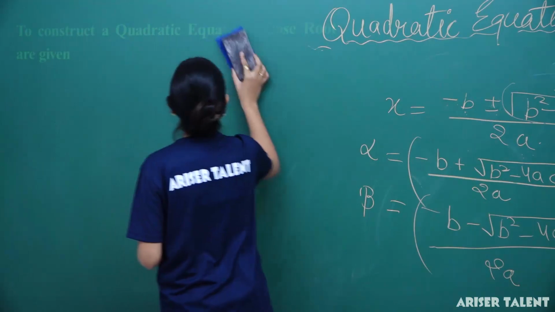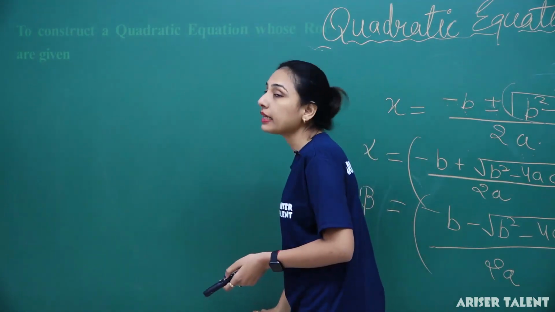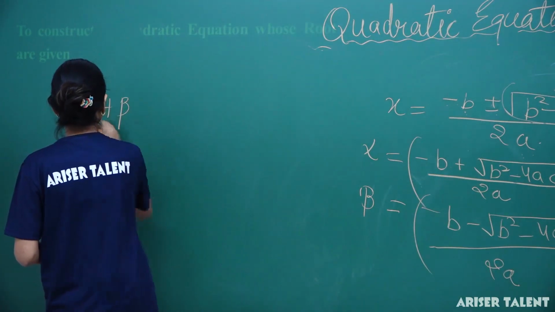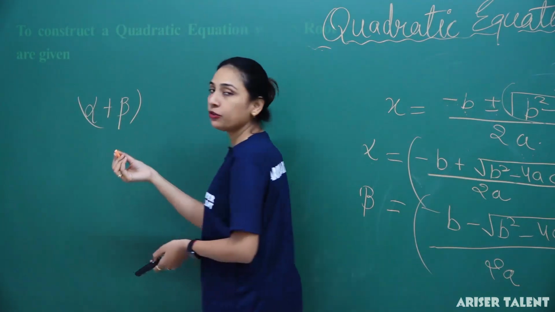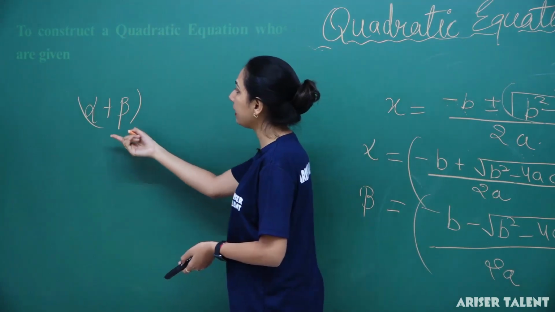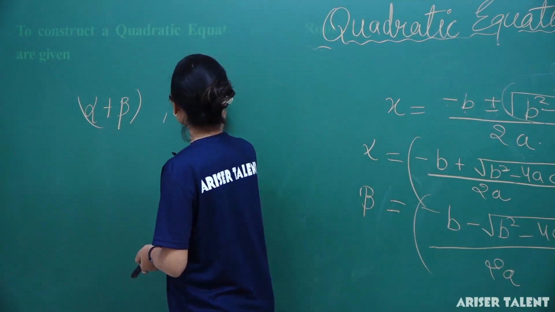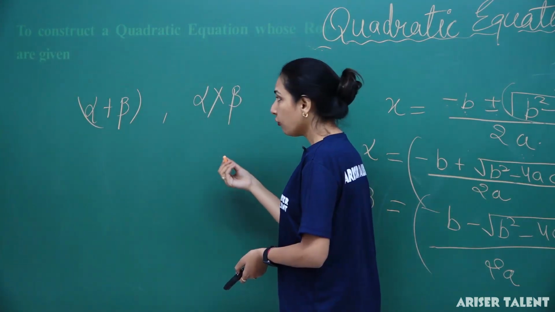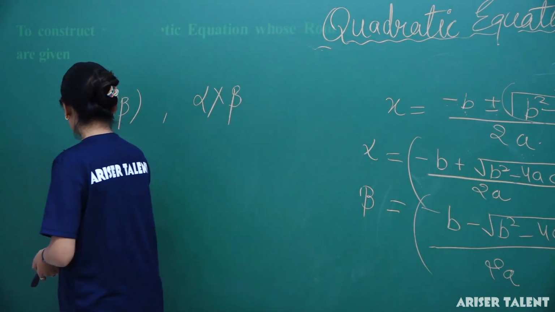Next, to construct a quadratic equation whose roots are given, we'll use this. There will be 3 steps. The first step will be finding alpha plus beta. In the second step, we'll be finding alpha multiplied by beta. And then we'll put this in this equation.